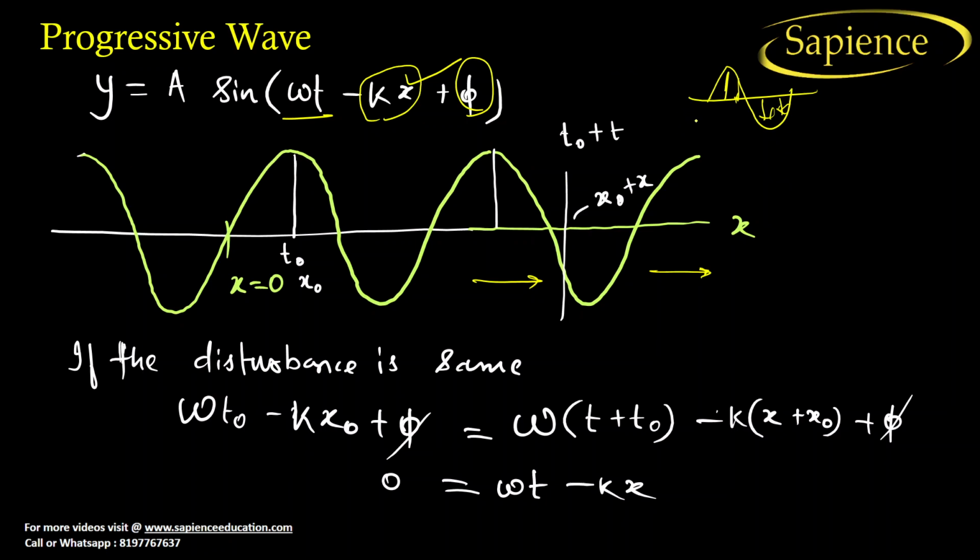Whenever you want to write the equation of a wave, you know that earlier the SHM equation was a sine omega t plus phi, where phi is the phase difference. Now for a progressive wave, we need to write y equal to a sine omega t minus kx plus phi, where k is the wave number. We have already discussed this wave number.